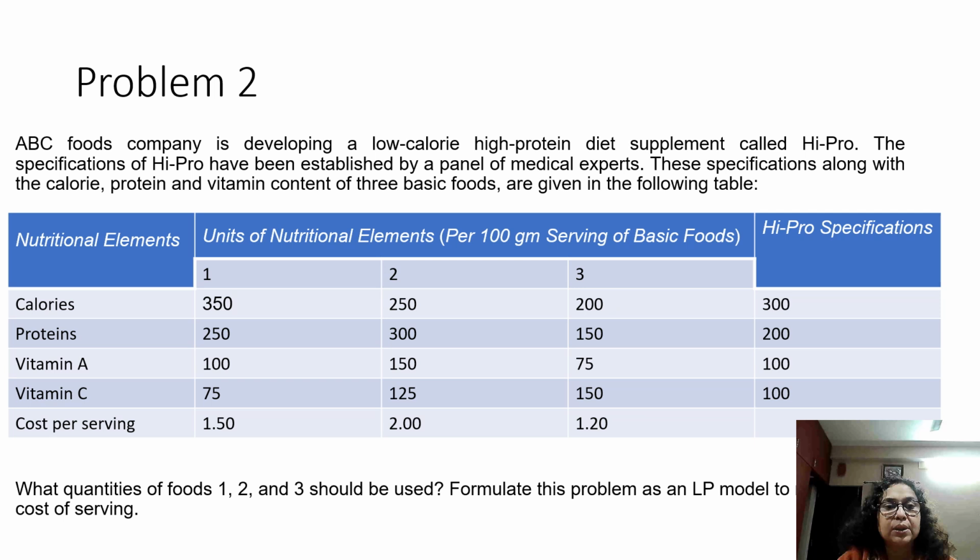So this is problem two. A particular company wants to produce a dietary supplement and named it Hypro. Hypro is going to have some nutrients like calories, proteins, vitamin E, and vitamin C. Hypro is going to be produced from three basic foods, which all have these nutrients in variable quantities. These quantities are given in this table, and the amount of Hypro specification, which is decided by an expert committee, is given over here.